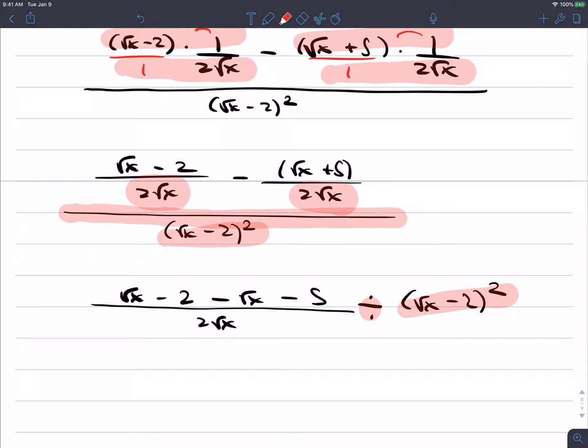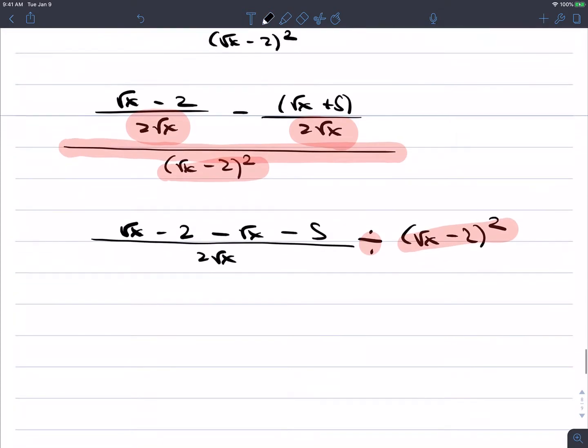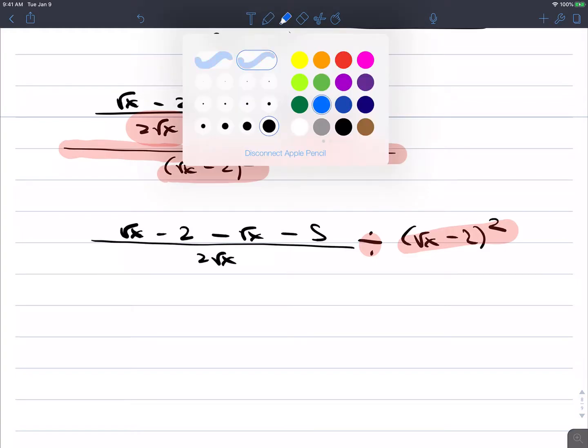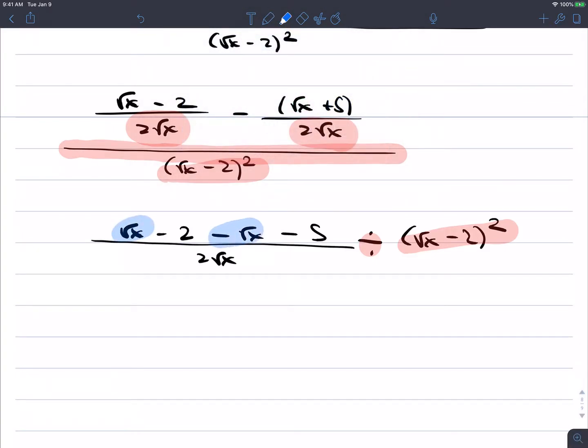Now, I'm going to get rid of some of this stuff, or maybe I'll just leave it here for now. Let's see what this gives us. When we simplify, these terms will cancel. I'm left with a negative 2 minus 5. So we end up with a negative 10 over 2 square root of x times, and I'll change that color, times 1 over the square root of x minus 2 squared.